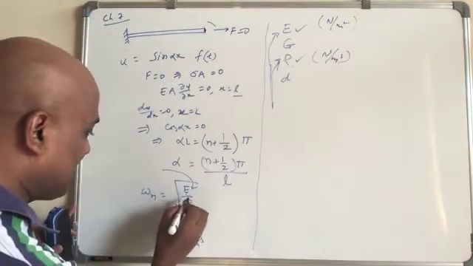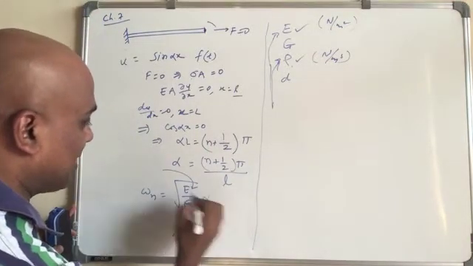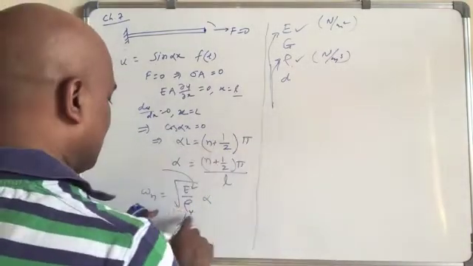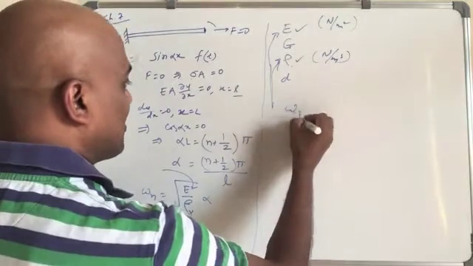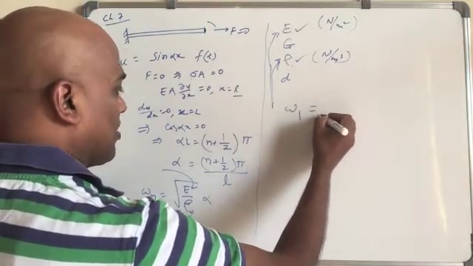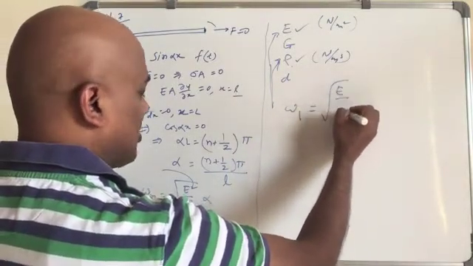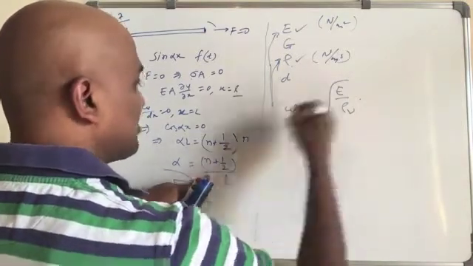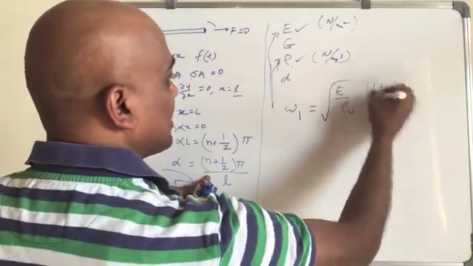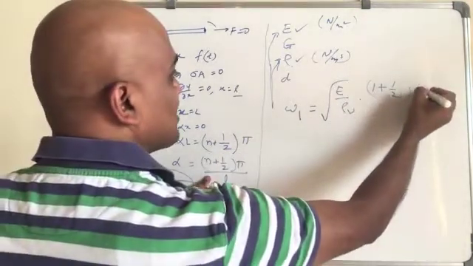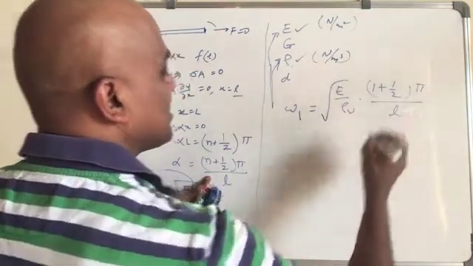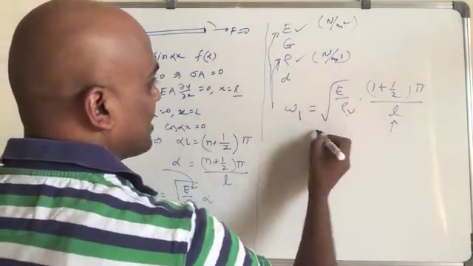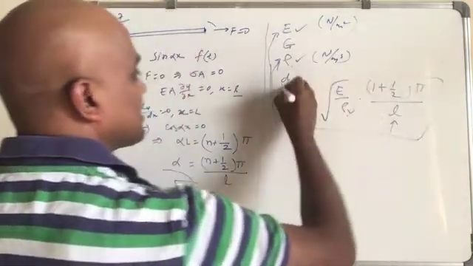So omega n will be this c multiplied by alpha, right? So what you get is the fundamental frequency omega 1 equal to root of E over rho v times n plus half, with n equal to 1, times pi over L. So L is given, E is given, and rho is given. Find out the value of this. This is okay.